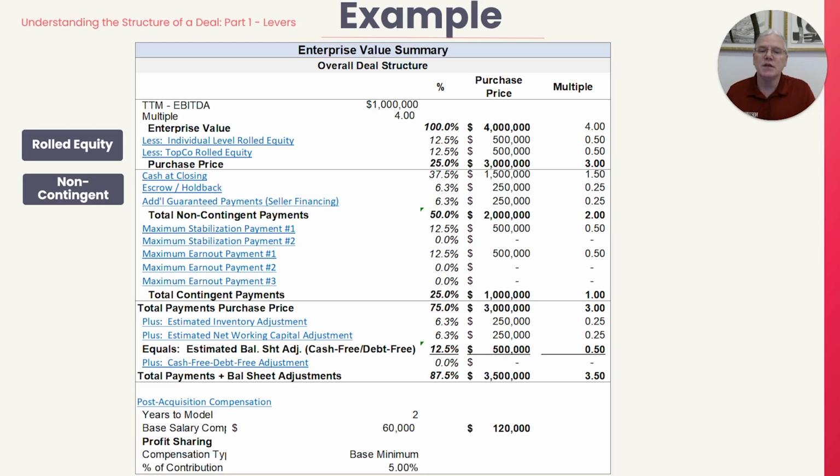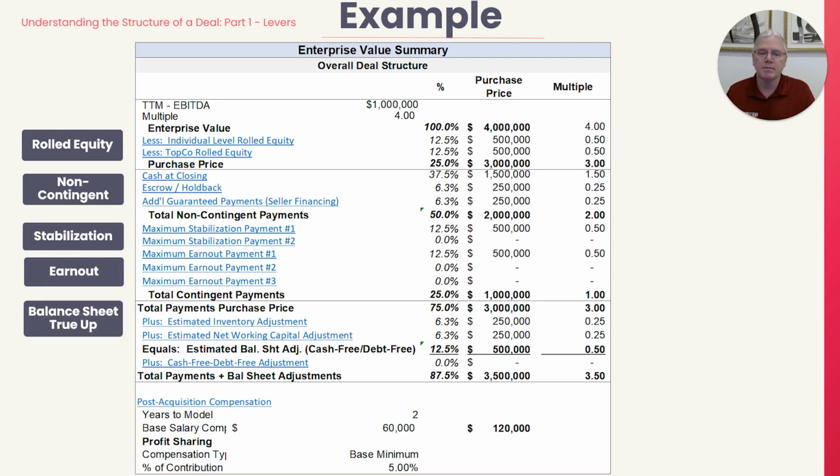And as you can see here, the cash at closing was a 1.5 multiple of cash, an escrow amount, and then some seller financing. So of the $3 million purchase price, $2 million of it is non-contingent in those various buckets. Next up is one stabilization payment worth $500,000 and one earnout payment worth another $500,000. As you can see, that means that there's another one multiple on this particular transaction related to the contingent payments of the business.